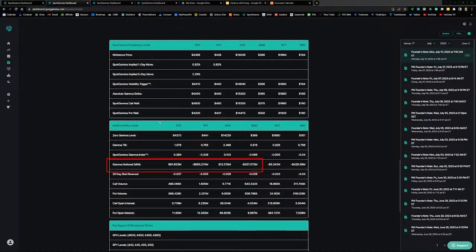this is gamma notional, market maker's position on the gamma curve for SPX, SPY, NDX, and QQQ. And note that for SPX at the beginning of the day, gamma notional was slightly positive. For SPY, pretty solidly negative. And also for QQQ, pretty solidly negative. So overall, market makers' position on the gamma curve was negative at the beginning of the day.